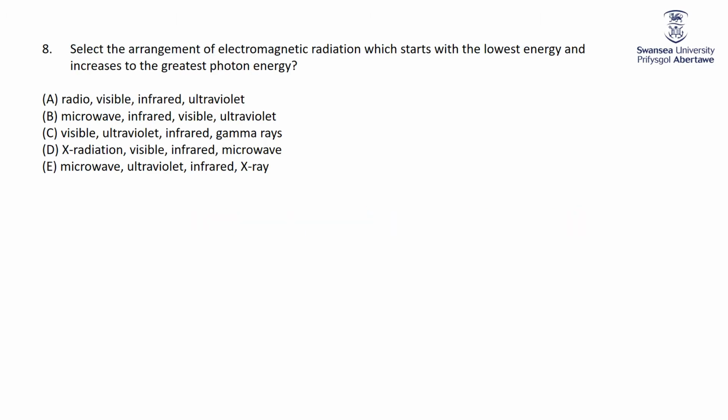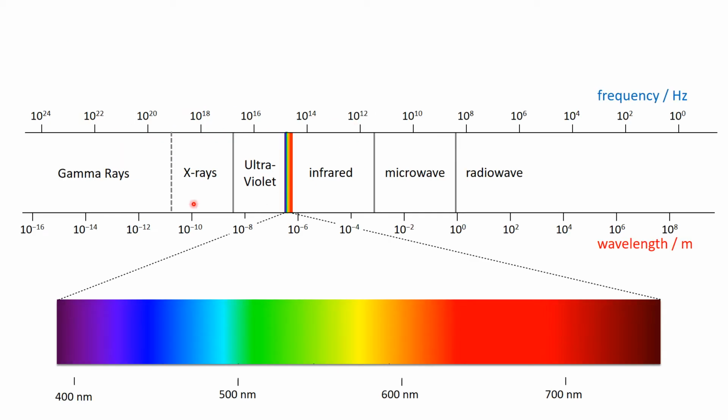Start off though with light. The arrangement of electromagnetic radiation starts with lowest energy and increases to the greatest photon energy. And we have all these wonderful words here: radio, visible, and so on. Now, of course, you might recall that in my slides, I had this beautiful slide that shows you all of the frequency. So frequency goes from right to left as it increases: radio waves going all the way up to gamma waves, red going all the way up to purple, and then wavelength, of course, goes the other direction.